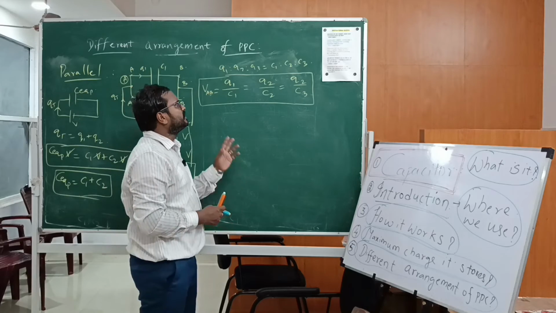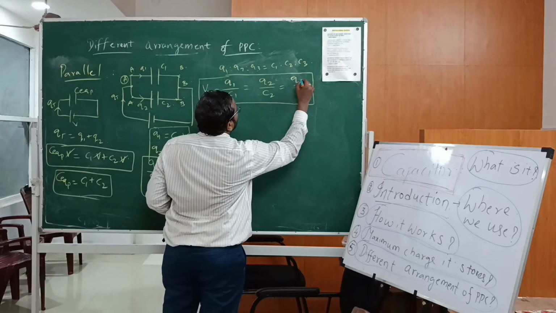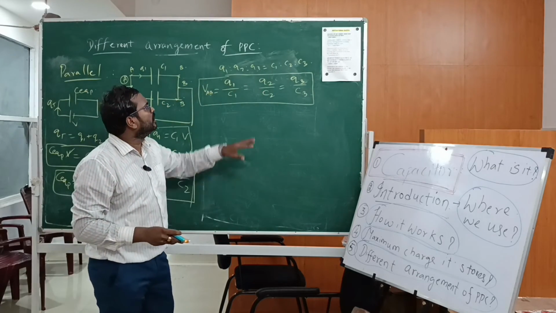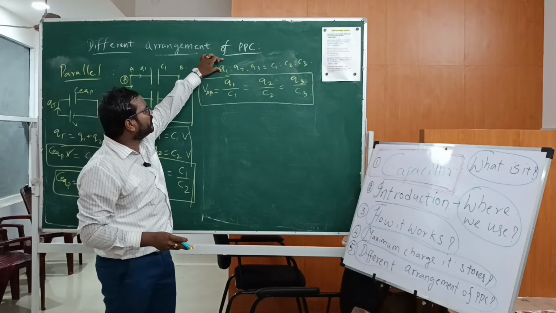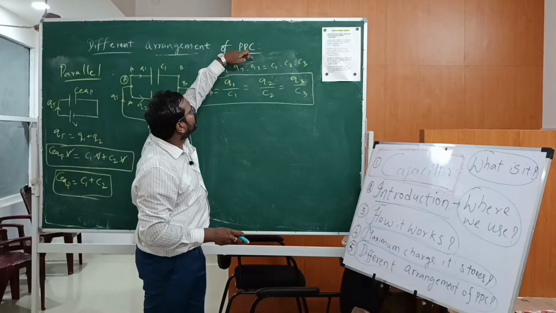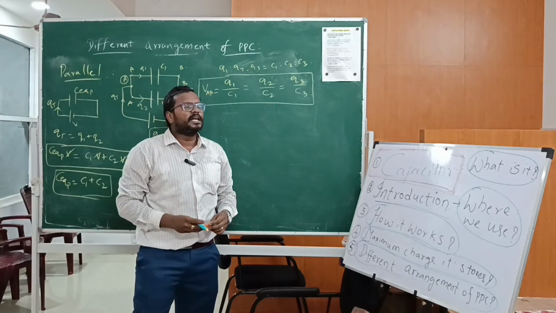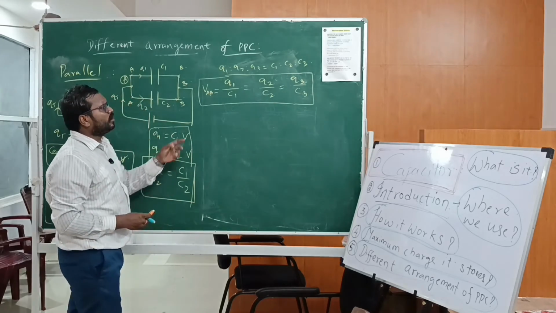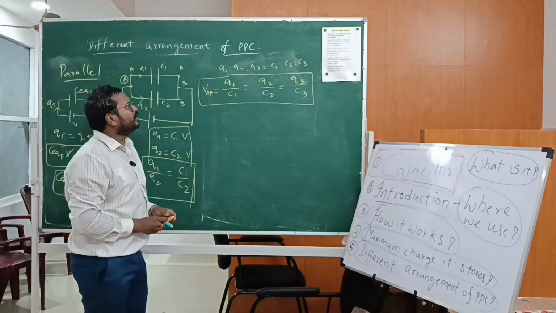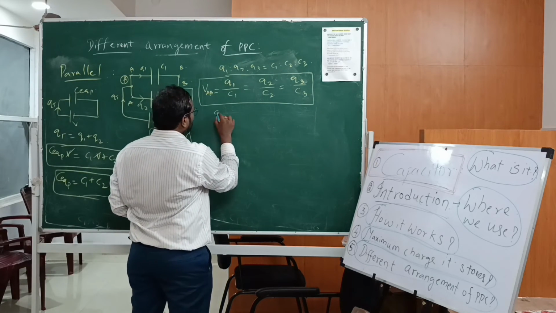Sometimes they will give two charges and ask us to find the third charge. This is Q3 here. If they are asking for the third charge, you can take these ratios and find it out. So whenever three ratios are there, remember Q1 by C1 is equal to Q2 by C2 is equal to Q3 by C3. If four ratios are there, also the same thing: Q1 by C1, Q2 by C2, Q3 by C3 is equal to Q4 by C4.